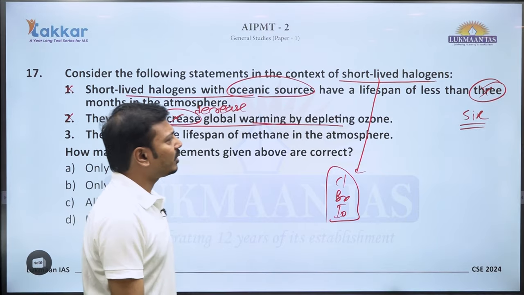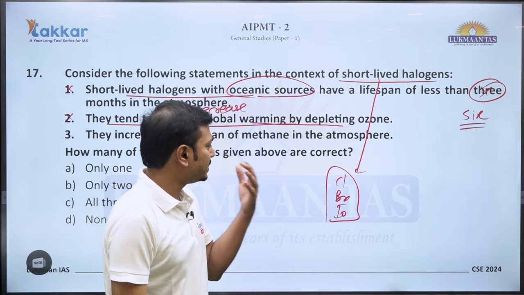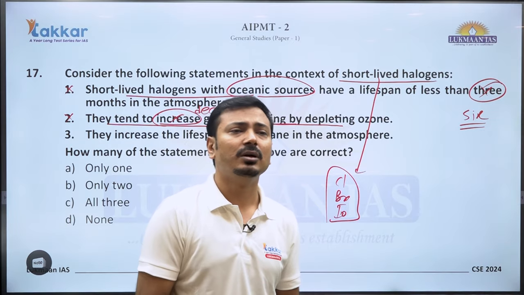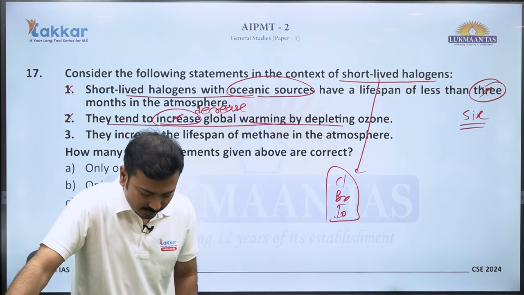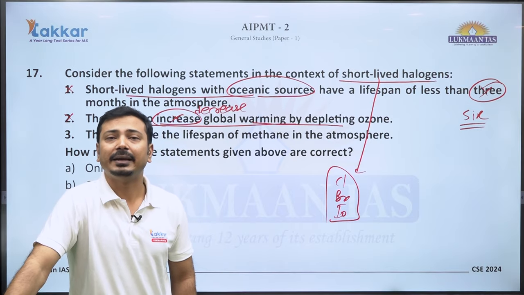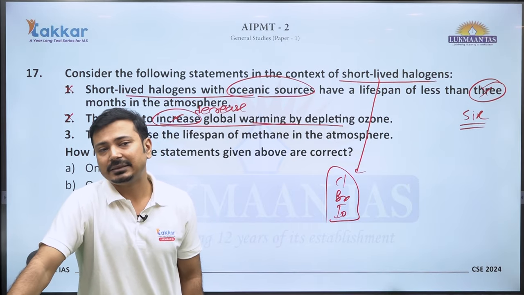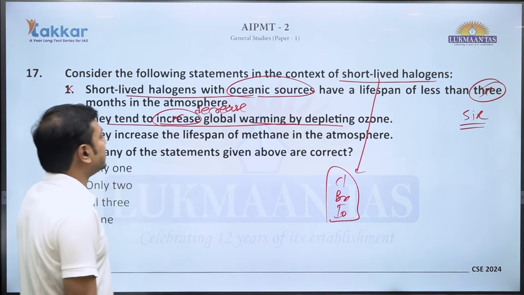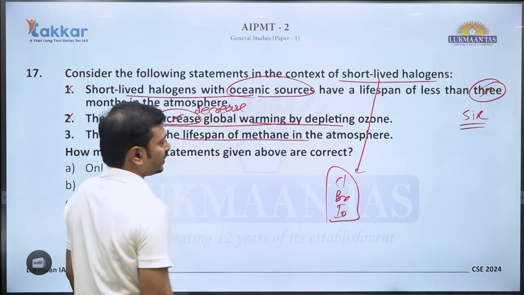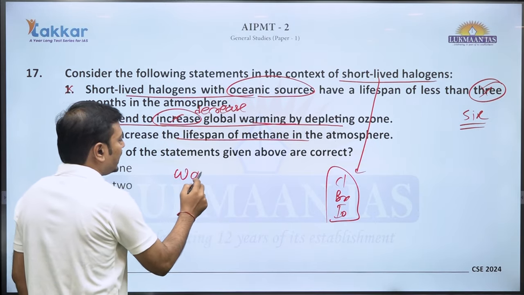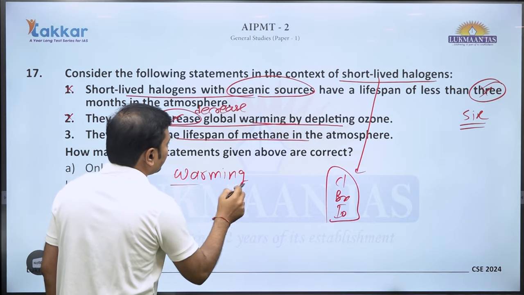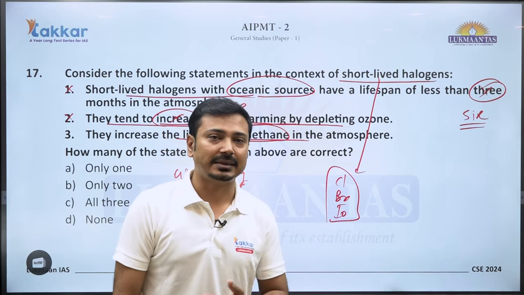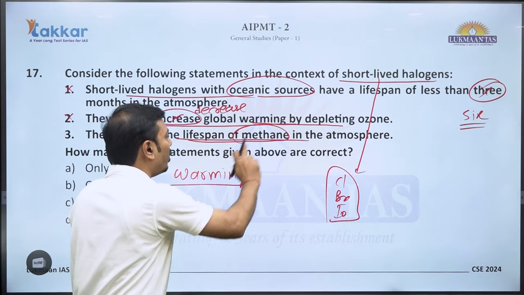Now, uniqueness of these short-lived halogens: we know that halogens like chlorine, bromine, halogenated compounds, are responsible for the ozone hole or ozone layer depletion. But the uniqueness of these short-lived halogens is that they also increase the lifespan of methane in the atmosphere. So to some extent they are also contributing to warming because of increasing the lifespan of methane. Methane itself is a global greenhouse gas, GHG. Okay, greenhouse gas, so warming is happening from it.